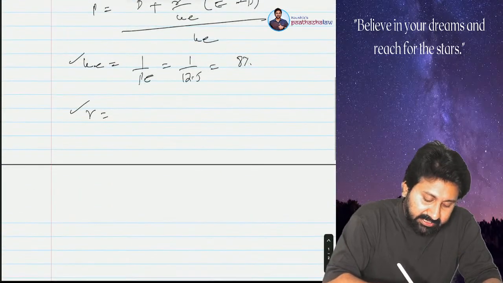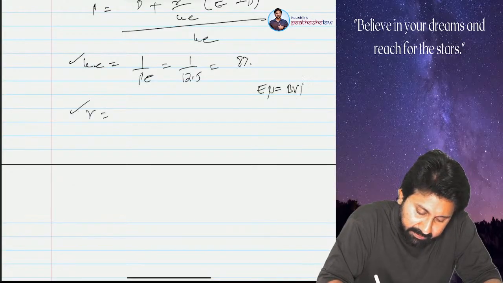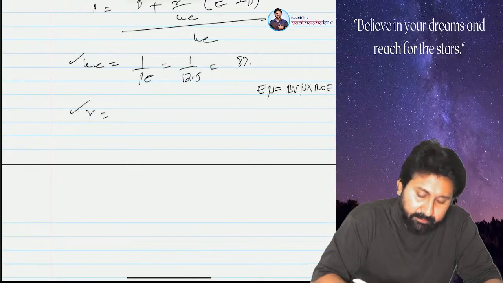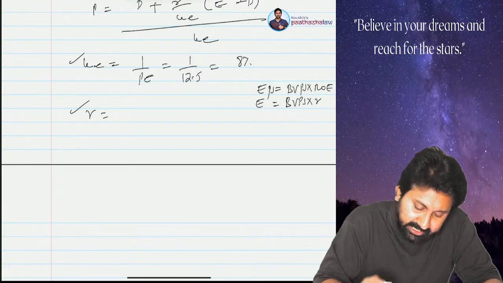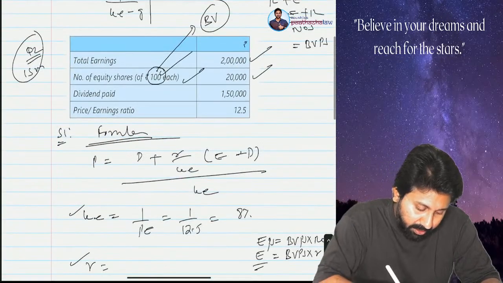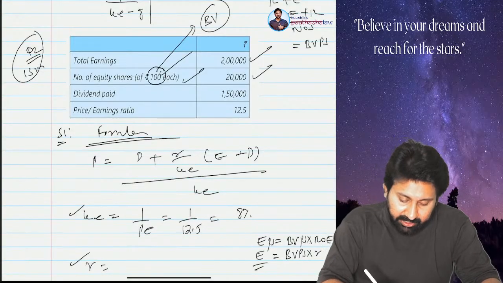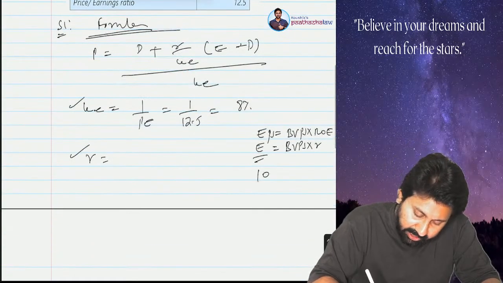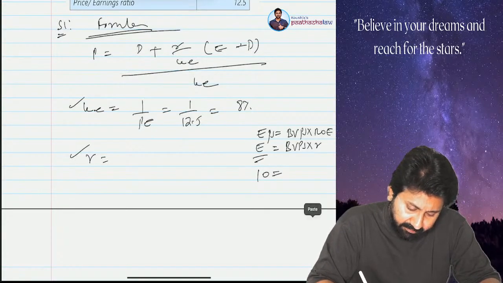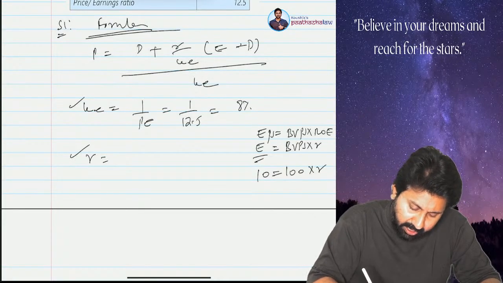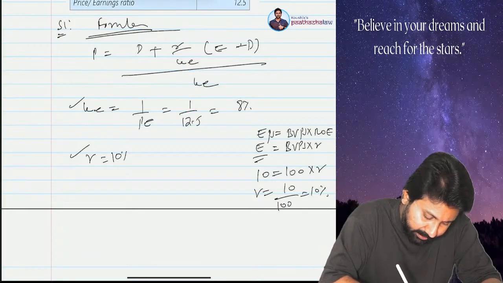There is a formula saying that EPS equals BVPS into ROE. Simply, BVPS into R. EPS we know. Earnings is 2 lakh, number of shares is 20,000. So EPS is how much? 10. Next, BVPS we already know, 100 into R. So R equals 10 by 100, that equals 10%.